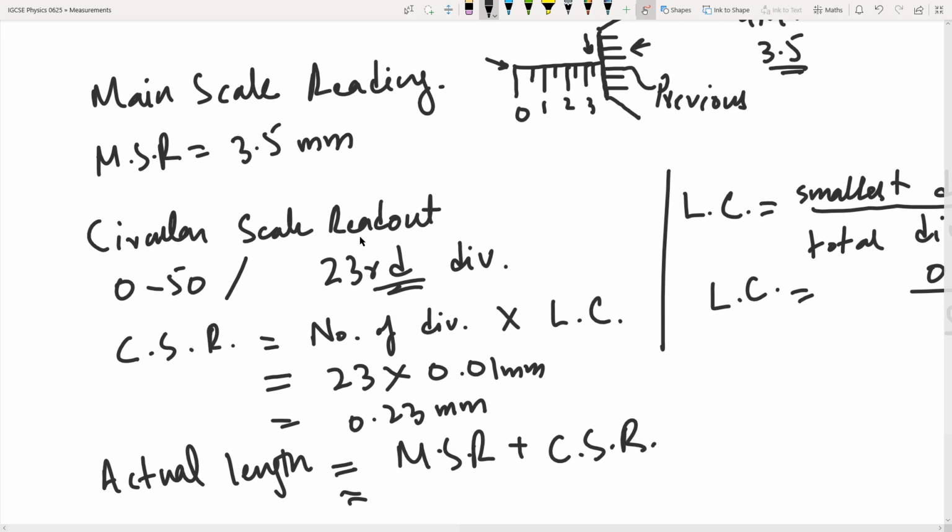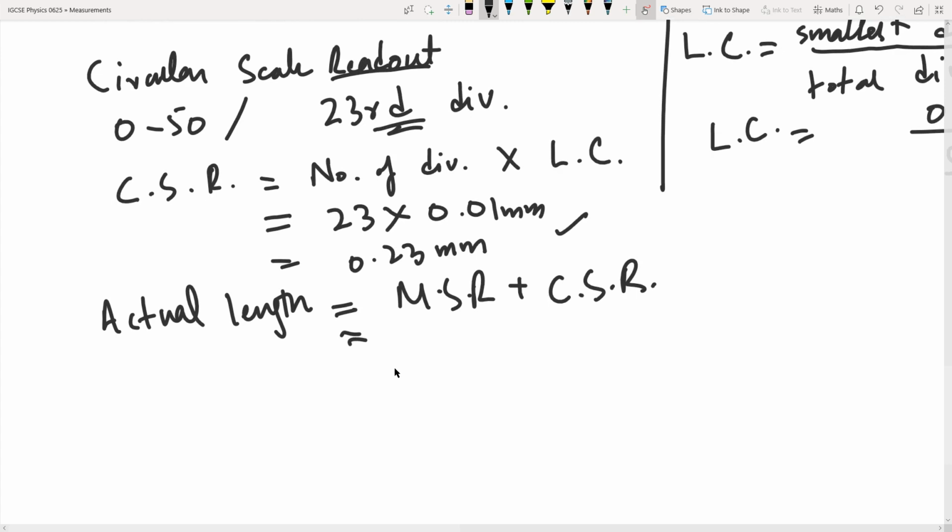Now make this difference: readout means the division and the reading means the actual value in millimeters, right? So this is the reading that we require, not the division. So don't add the divisions over here. Always multiply the division that you find from the circular scale with the least count, get the value in millimeters, and then add it up with the main scale readout. So what is the value for this? That is going to be 3.5 plus 0.23, that is going to be 3.73 millimeters.